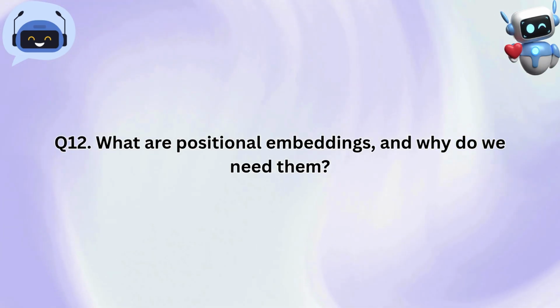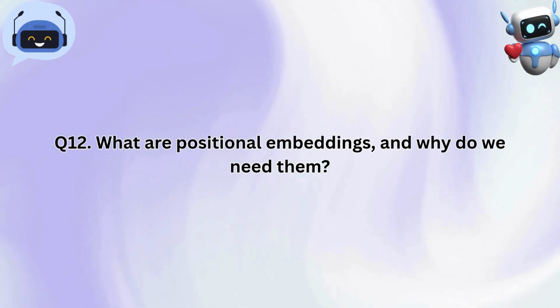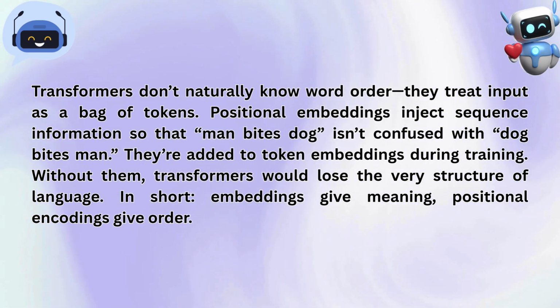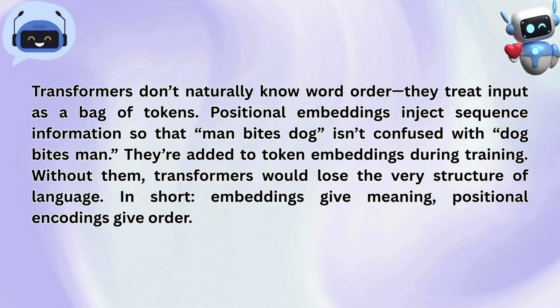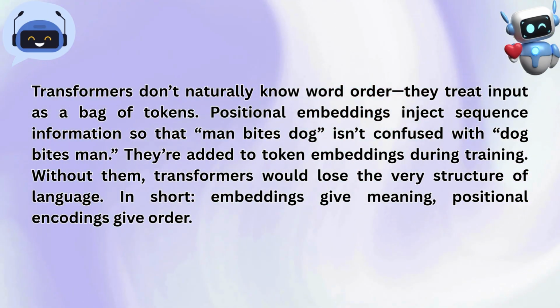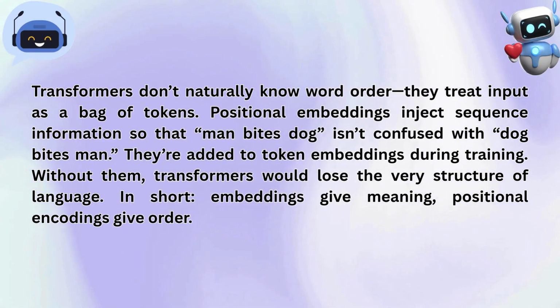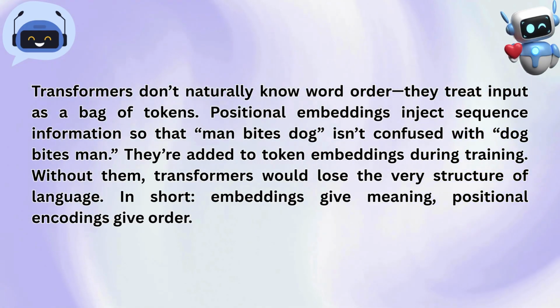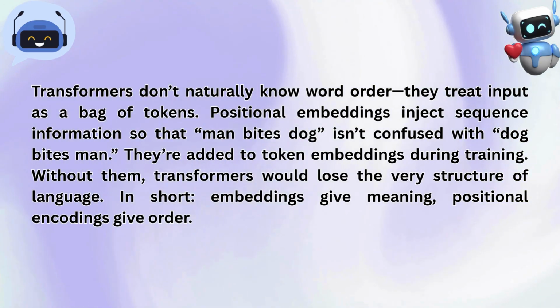What are positional embeddings, and why do we need them? Transformers don't naturally know word order. They treat input as a bag of tokens. Positional embeddings inject sequence information so that man bites dog isn't confused with dog bites man. They're added to token embeddings during training. Without them, transformers would lose the very structure of language.